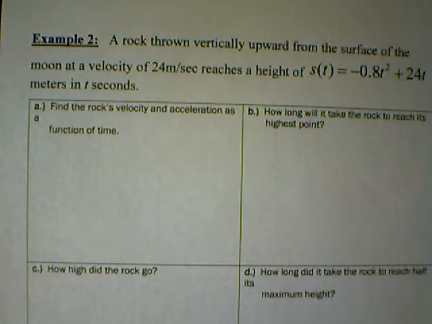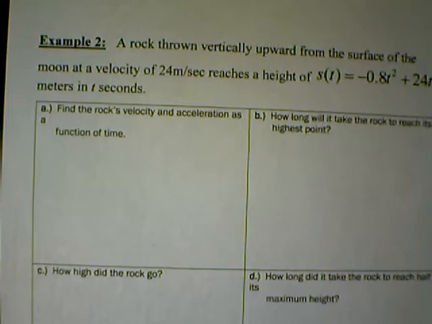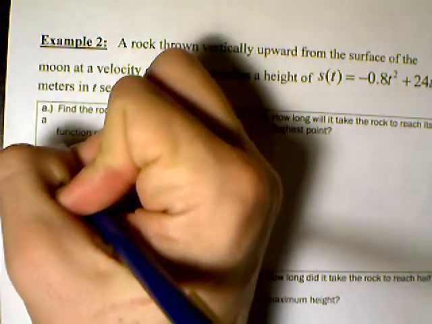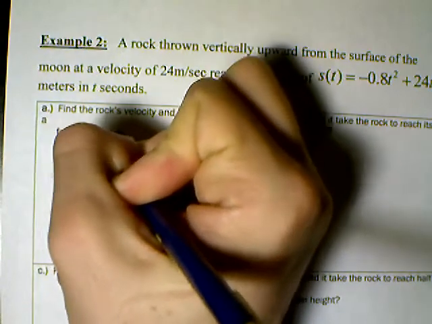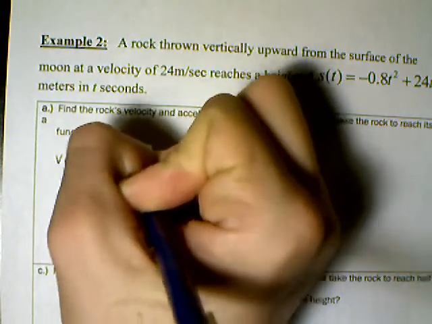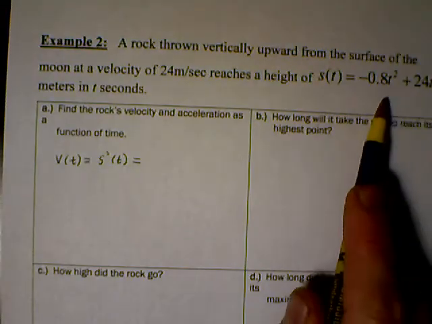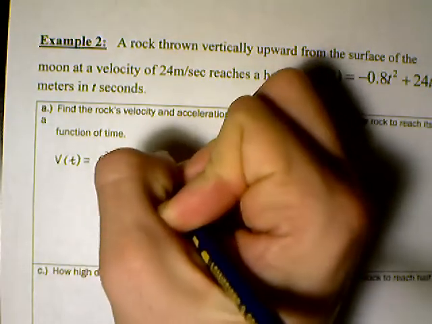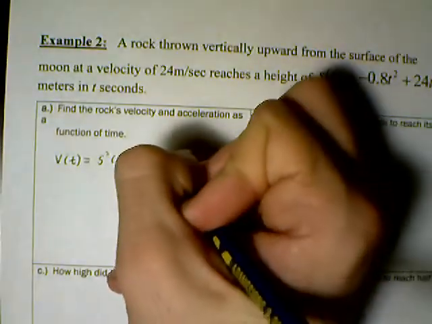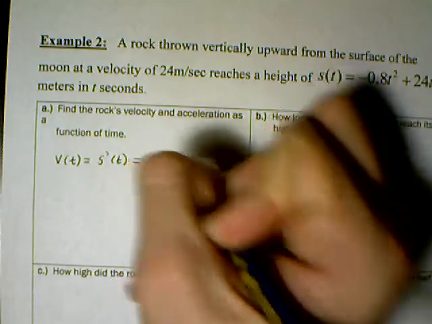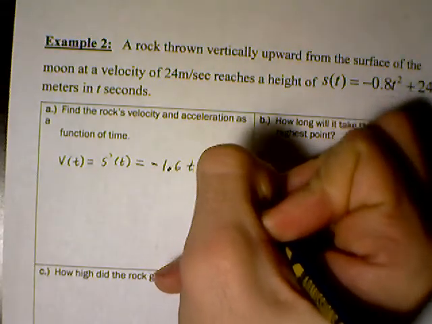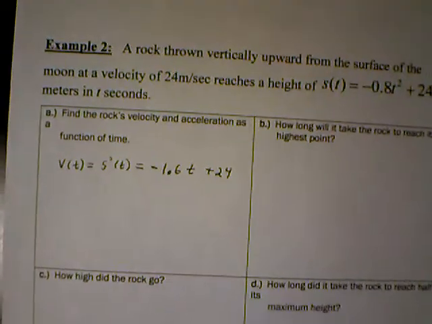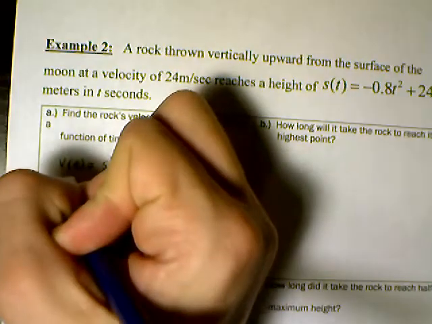All right, so first thing, by now your first thought should be to take the derivative. So velocity is going to be the first derivative of position. Take the derivative here, I get negative 1.6 t plus 24.